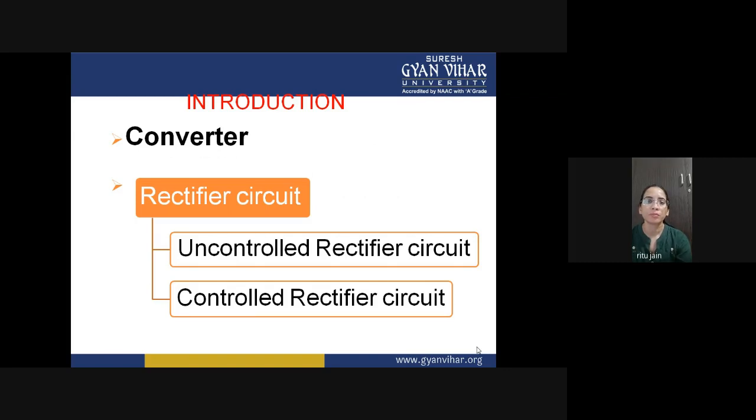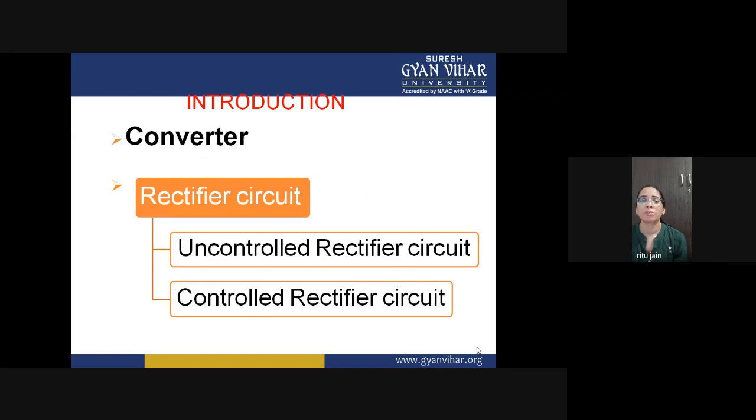As you apply voltage across these terminals, with the anode positive and the cathode negative, it becomes forward biased. In this case, it will conduct and the current will start to flow. But you can't control the output voltage by delaying some angle or by applying some gate pulse. That's why this is called an uncontrolled rectifier circuit.